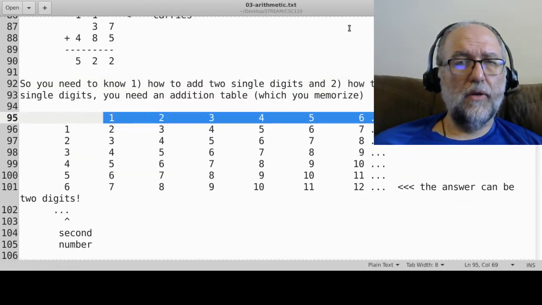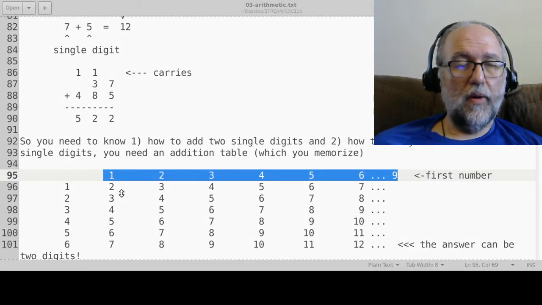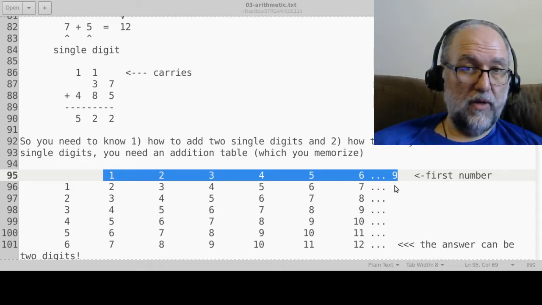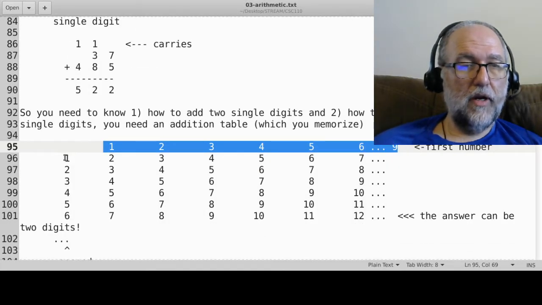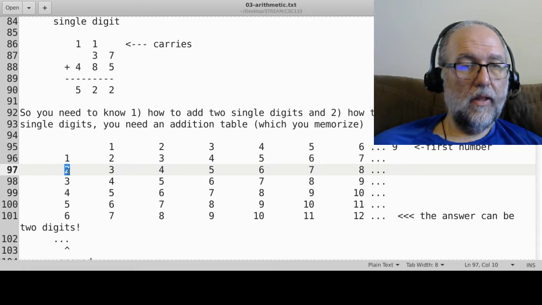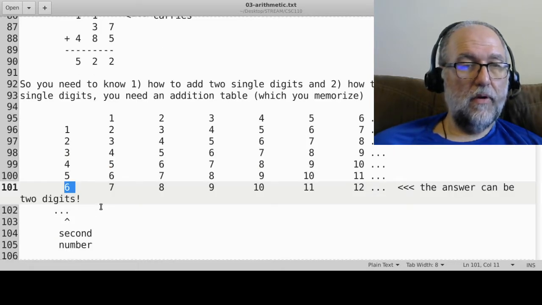So this row right here that I have highlighted represents the first number in your addition. And this column over here represents your second number.